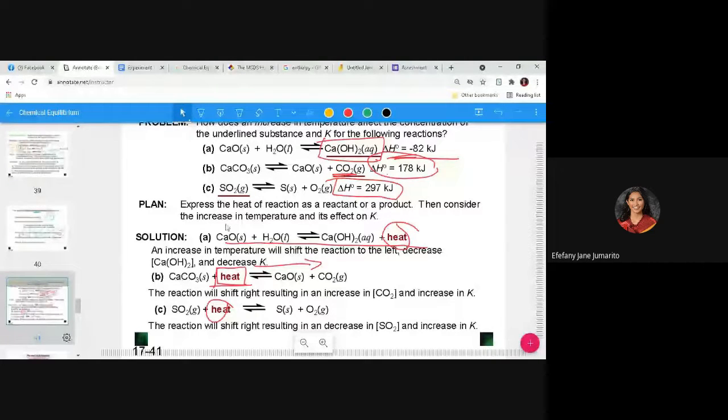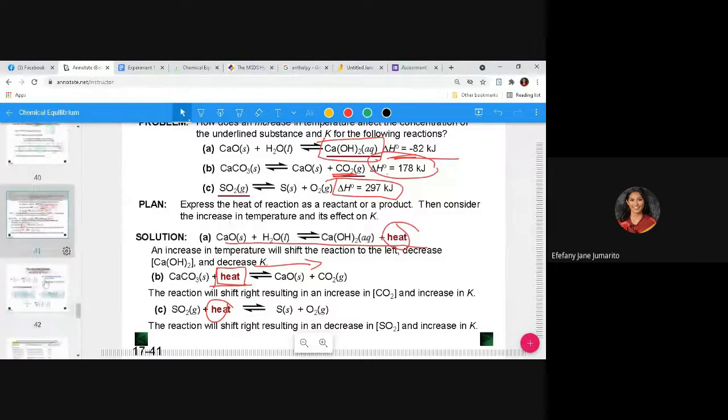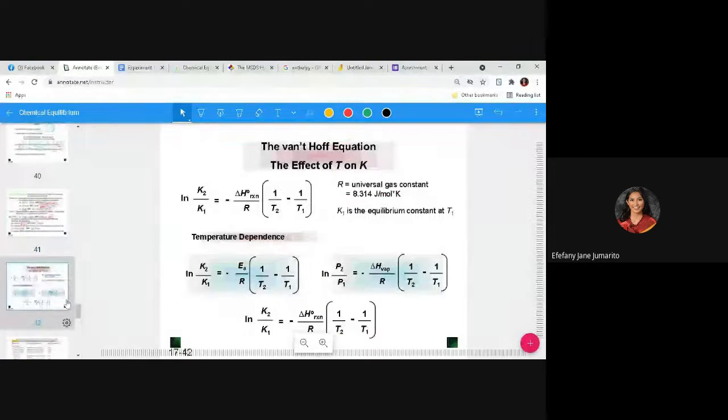A temperature rise will decrease K for a system with a negative enthalpy, and it will increase K for a system with a positive enthalpy. All right, so we have this one, the Van't Hoff equation, the effect of temperature on K.